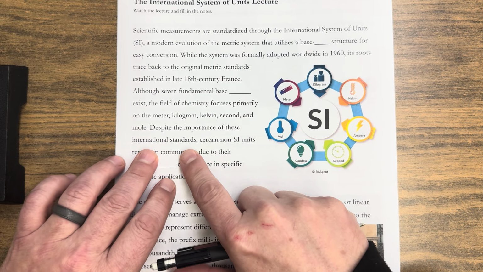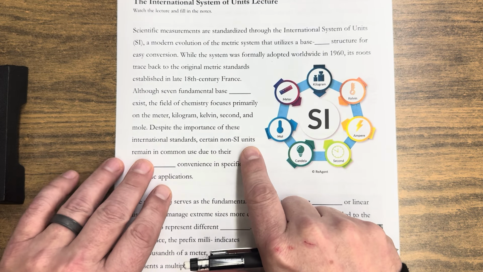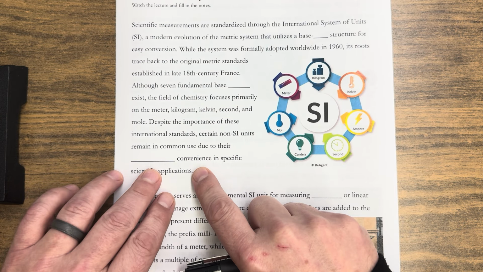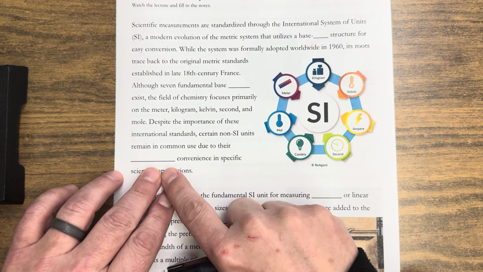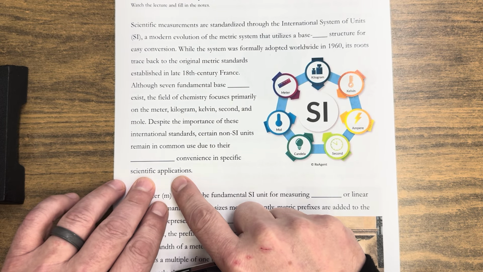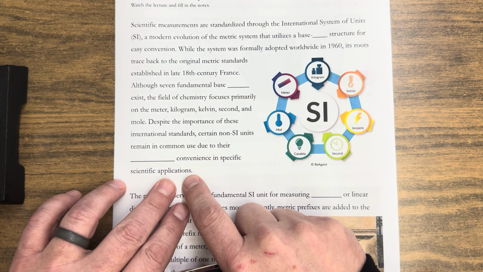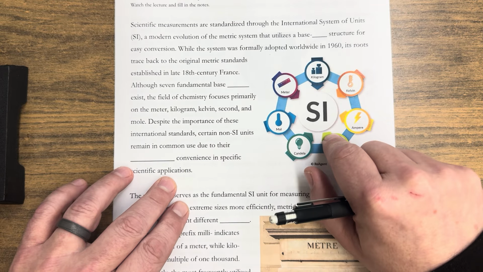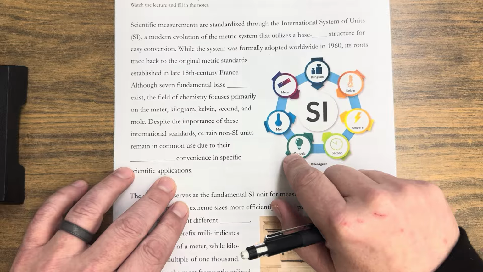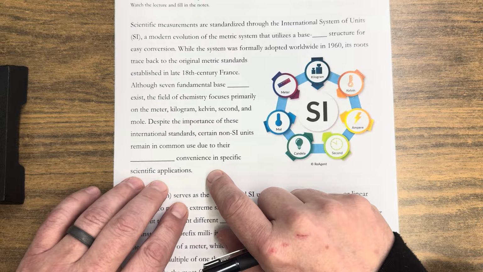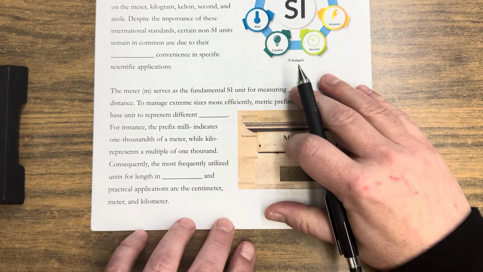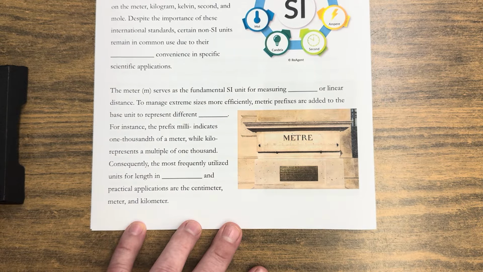Despite the importance of these international standards, certain non-SI units remain in common use due to their practical convenience in specific scientific applications. So we're going to see some other units occasionally used, but these are your standards. Sometimes it's going to be better to use other units depending on what is being investigated. All right, so let's go over each of the ones that we would see normally.